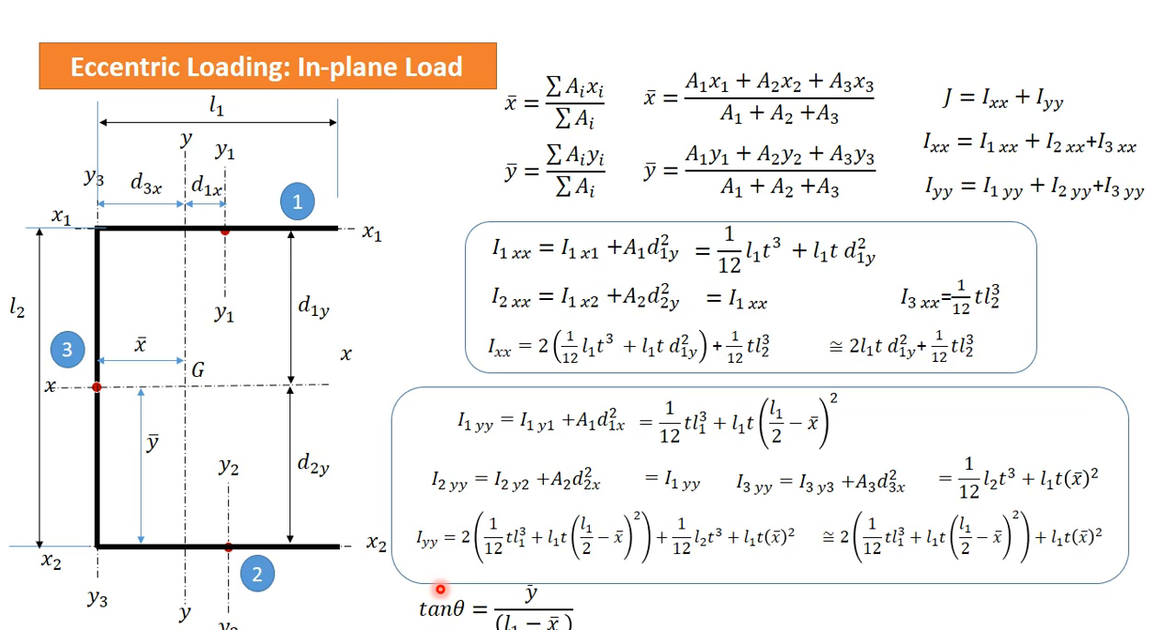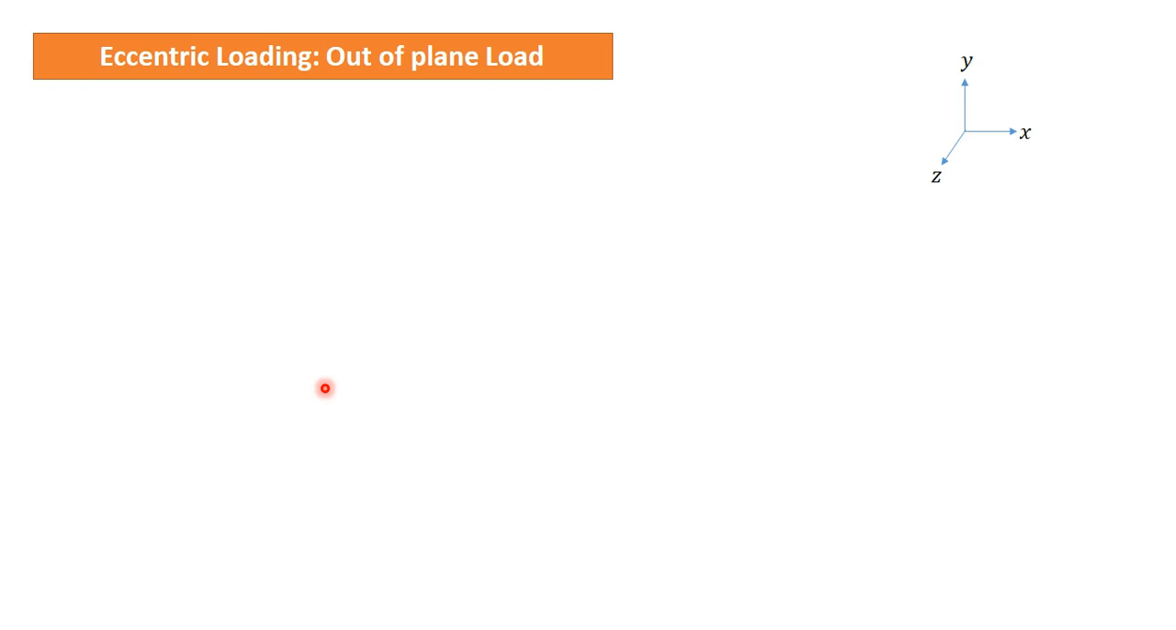We will also be needing theta for calculating the resultant of tau primary and tau secondary. So this is how theta is obtained. If this angle is theta, then it is given by y bar divided by L1 minus x bar. So this total is L1, and from here to here it is x bar, so this is L1 minus x bar. So this is how we can find out theta, and then we can calculate tau maximum.